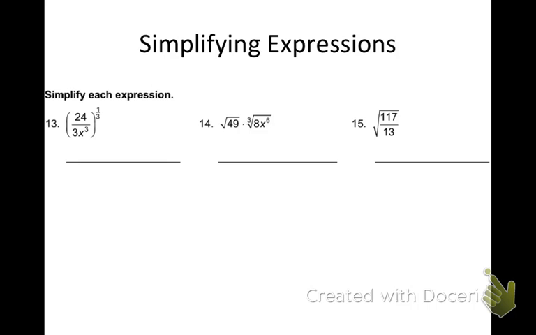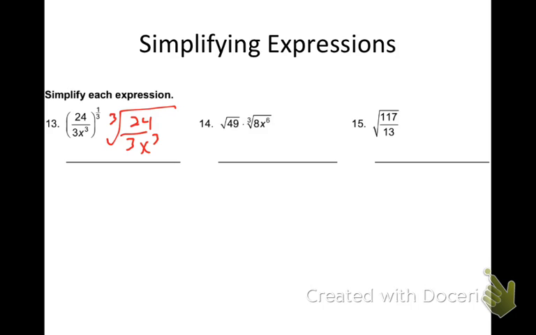All right. Simplifying expressions here. Let's try number 13. So I have 24 over 3x to the 3rd, all to the 1/3 power. Now, if it's to the 1/3 power, what's that the same thing as? 1/3 power is the same thing as a what radical? Cube radical, right? So this is the same thing as the cube root of 24 over 3x to the third. Because it's a 1/3, it's like putting that 3 back out in front.